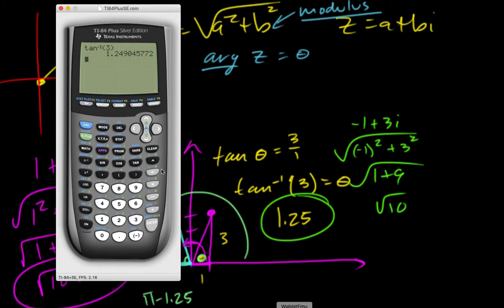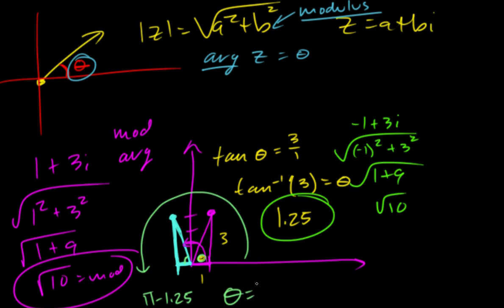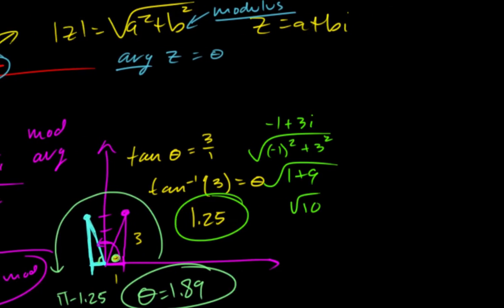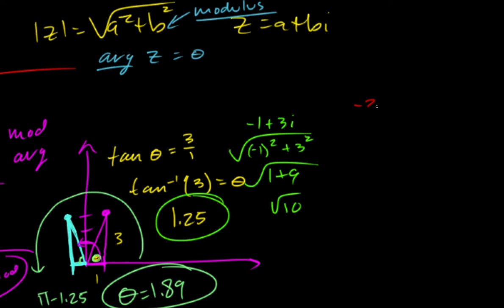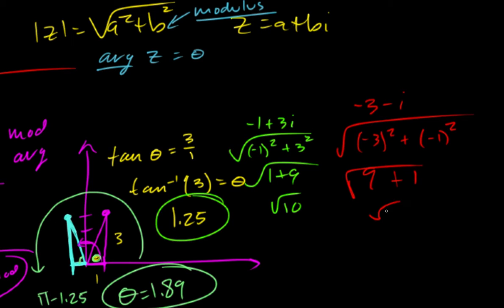So if we do pi minus 1.25, I get 1.89. And the last one, negative 3 minus i. So that's going to be negative 3 squared plus negative 1 squared, which is 9 plus 1, which is square root of 10 again.